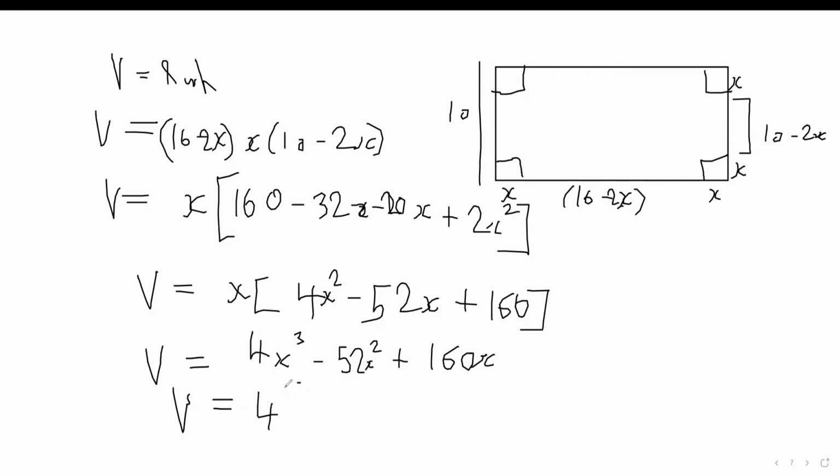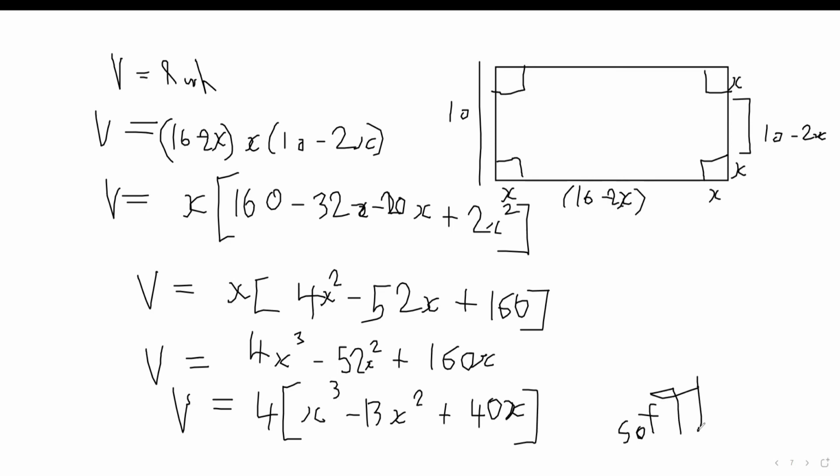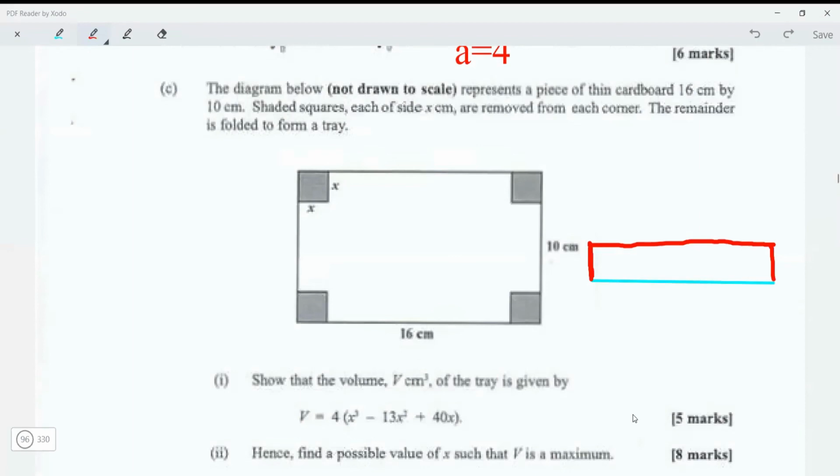Factor out your 4. You end up getting your x cubed minus your 13x squared plus your 40x. So now we're done. Nice. So that's now your volume. Give it about 4 marks. That should be about it. Give it 6, or they give it 5. So that's the volume.